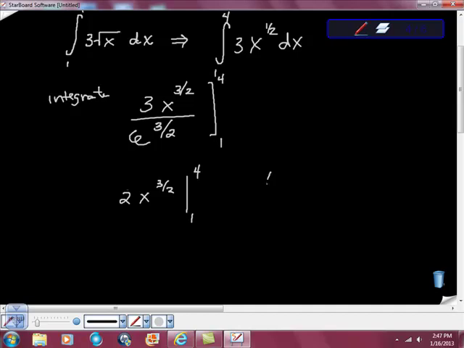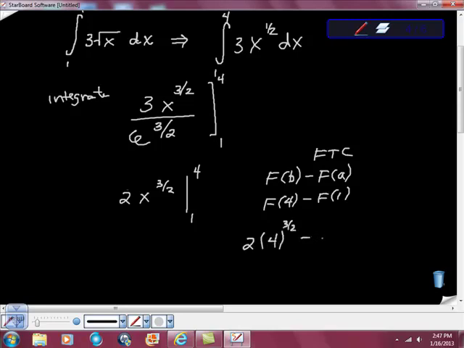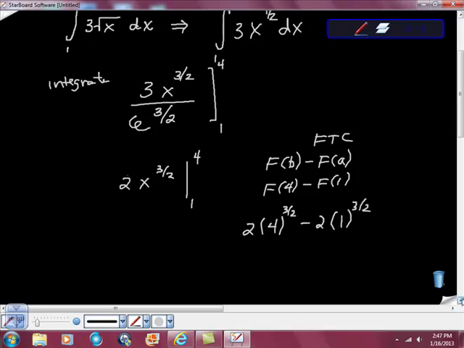Now I'm going to tell my AP reader that I intend to use the fundamental theorem of calculus. I might even say that this is FTC up here. And so I'm going to say that I am going to be evaluating f of 4 minus f of 1. So f of 4 would be 2 times 4 to the 3/2 power minus 2 times 1 to the 3/2 power. I'm going to go ahead and do a little bit of arithmetic here.